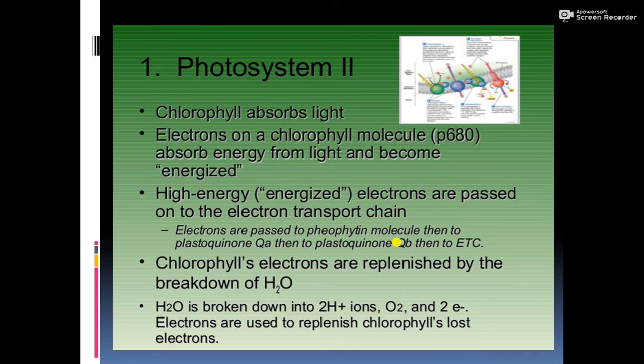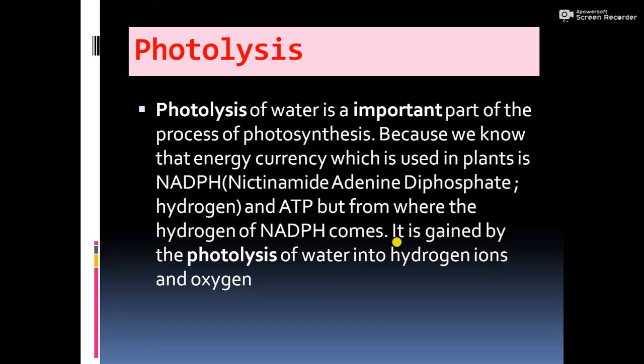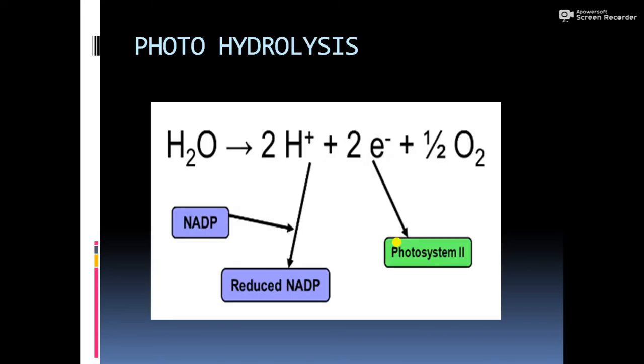Chlorophyll's electrons are replaced by the breakdown of water. Water is broken down into 2 hydrogen ions, oxygen and 2 free electrons. These free electrons are used to replenish chlorophyll's lost electrons, and this process is called photolysis. So what is photolysis? Photolysis of water is an important part of photosynthesis because the energy currency used in plants is NADPH and ATP. But where does the hydrogen of NADPH come from? It is gained by the photolysis of water into hydrogen ions and oxygen.